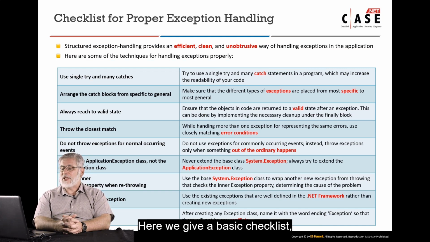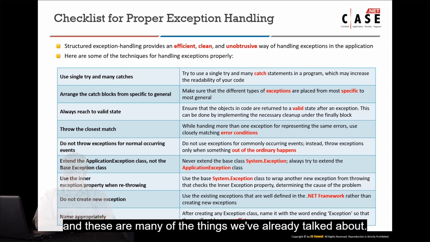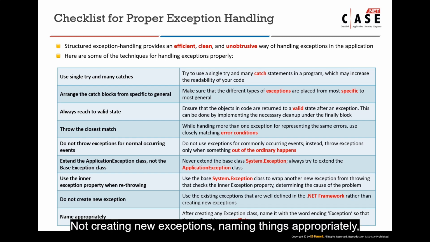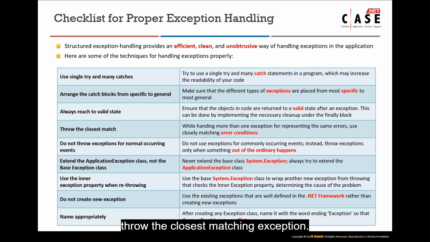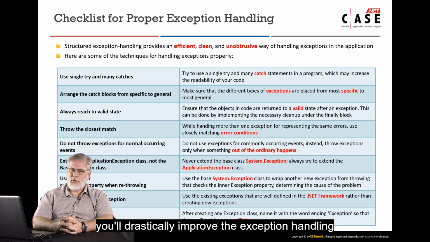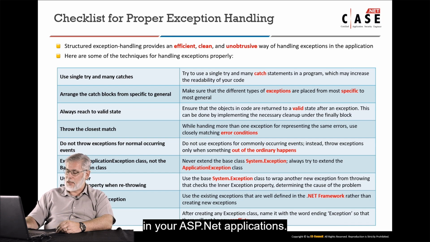Here we give a basic checklist, and these are many of the things we've already talked about. We're looking for efficient, clean, and unobtrusive error handling. You can see some of the items we've already talked about here. Not creating new exceptions, naming things appropriately, throw the closest matching exception. If you utilize this checklist to go over all of your exception handling, you'll drastically improve the exception handling in your ASP.NET applications.